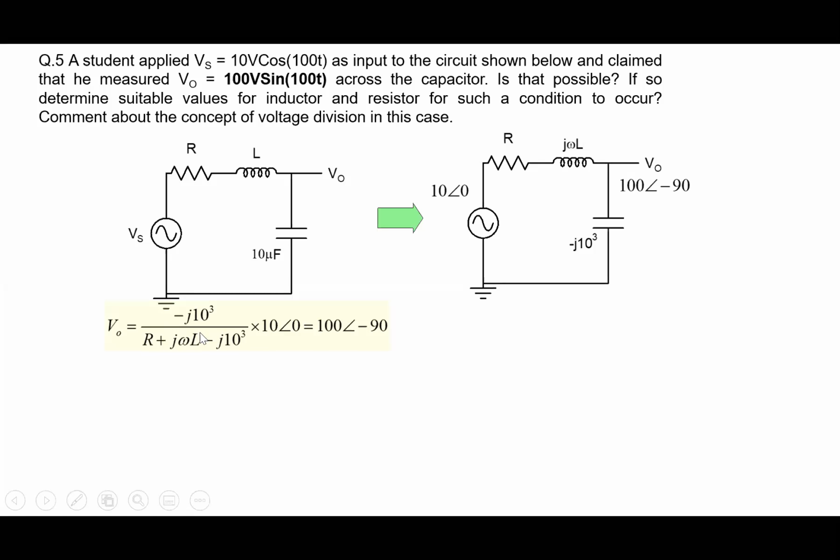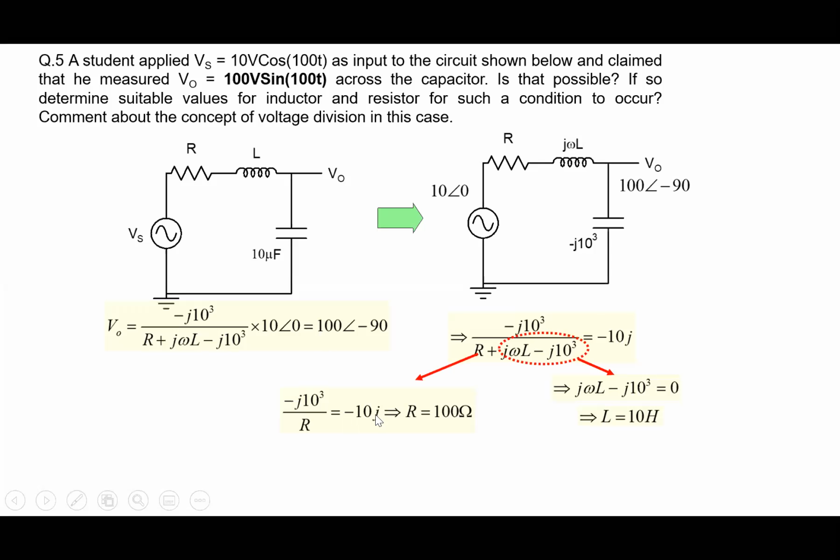So it's obvious that what is happening is that this imaginary term is going to 0. If I make this imaginary term equal to 0, I'll be left with only a j, which is the same as minus 90, and the equation would be satisfied. So if we put it equal to 0 here, we get a value of 10 henries. So the point is, if I put 10 henries here, the reactance of the inductance and the reactance of the capacitance are canceling each other. Then my output is simply minus j 10 to the power 3 by R, equal to minus 10j. And if I choose R equal to 100 ohms, I will get 100 volts here.